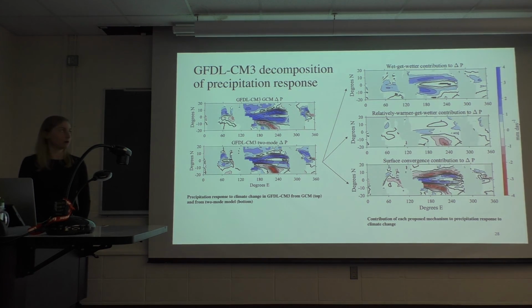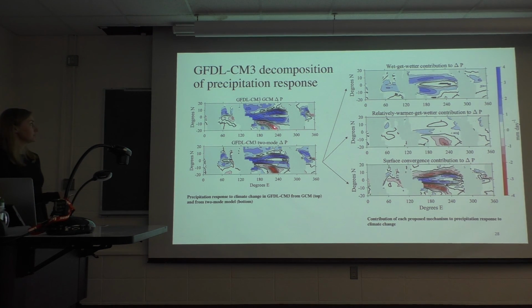So here's the GFDL model. On the left here, this is what we've seen already. This is just the precipitation response that the GCM spit out. And this is the two-mode model estimate of that response. And now we can divide that response into the contribution from each of the three mechanisms. So the wet get wetter contribution is shown here. Again, blue is regions of increasing precipitation, and so we can see that the wet get wetter mechanism is contributing positive anomalies. And these anomalies are where there tends to be lots of precipitation in the control climate.